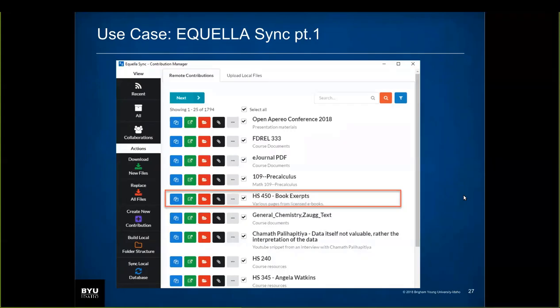And when you install EQUELLA Sync on your computer, it makes a connection to EQUELLA using your EQUELLA account. And when it does that, it can see all of the applications that you own on EQUELLA. It allows you to then download the files in those contributions on EQUELLA to your local machine, a copy of those. So then, here's an example, Health Science 450 book excerpts. So there's an EQUELLA contribution. And let me go to this next screen here.